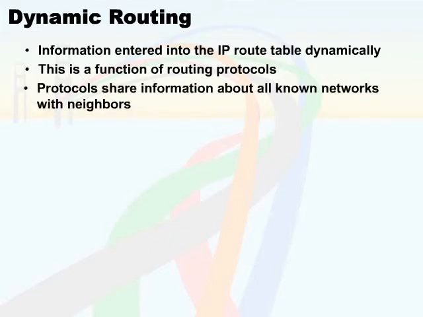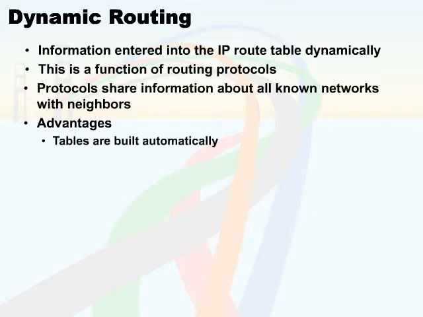These protocols will share information about all known networks with their neighbors, and the idea is that when it is all complete, every router will know where every destination network is. The advantages here are really the disadvantages of static routing. The tables are built automatically, so I have lower administrative overhead, suitable for much larger networks, because I don't have to worry about manual convergence.